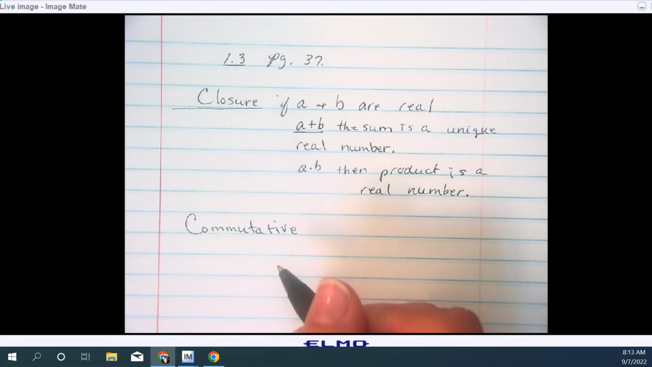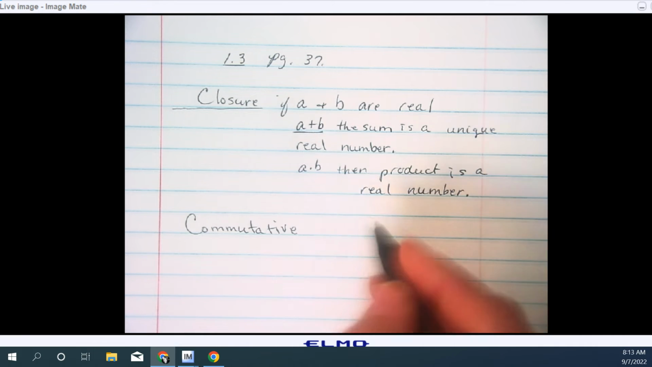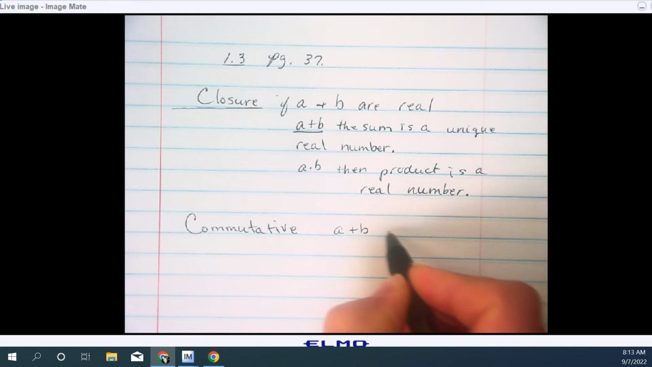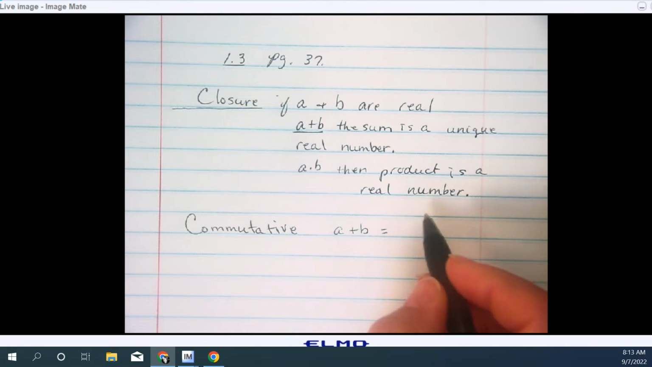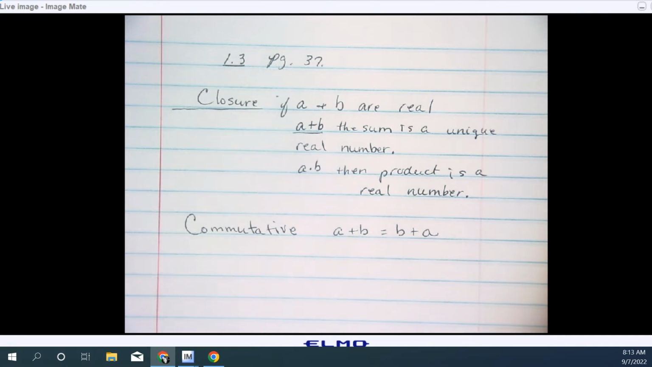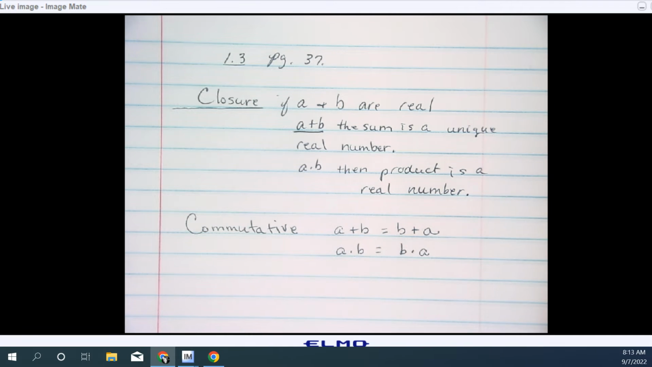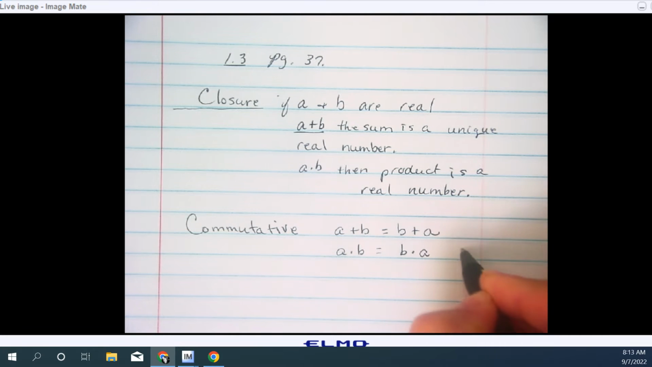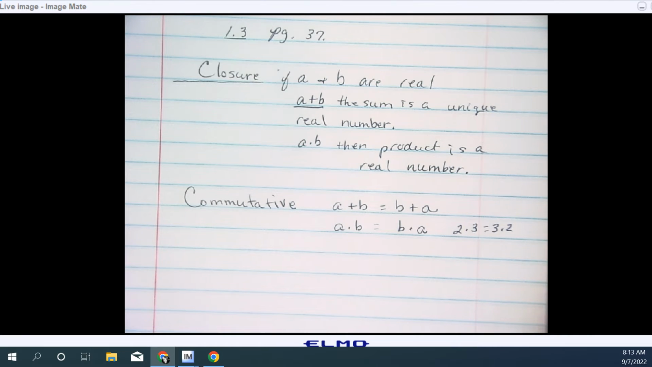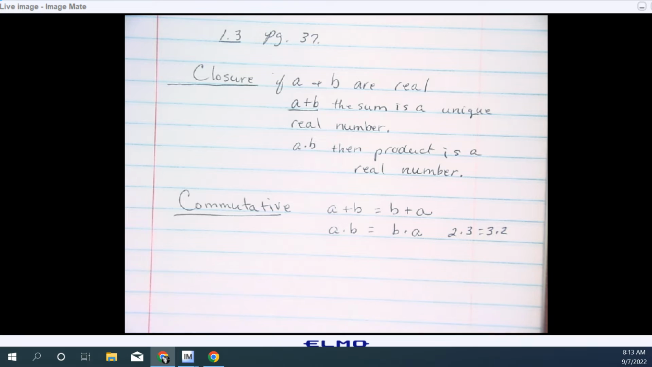That's what commutative means. So the commutative property for addition says that if A plus B, then it's going to be B plus A. We have just swapped positions. And for multiplication, it is just the positions have been switched, swapped, commuted. 2 times 3 is going to equal 3 times 2. And we can say that because of the commutative property of real numbers.